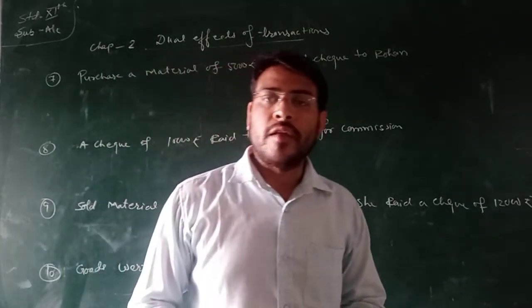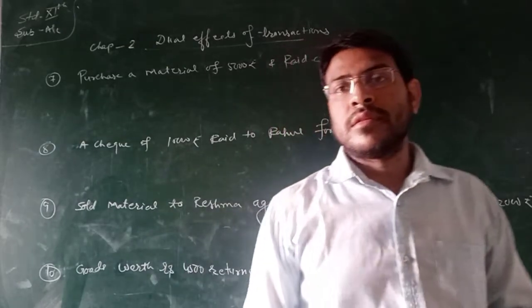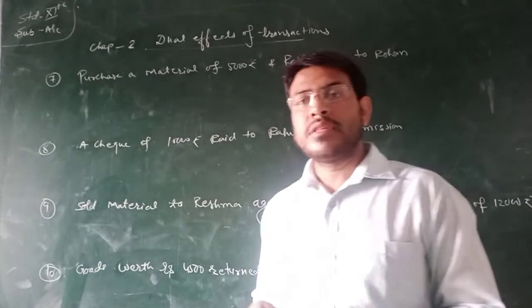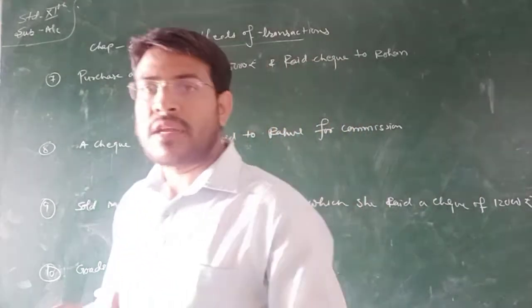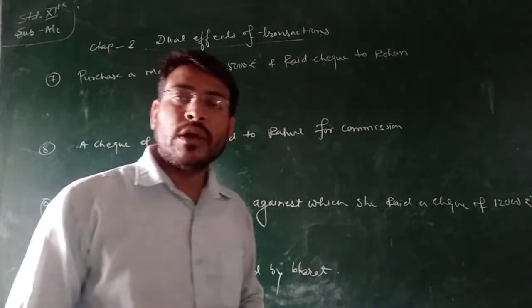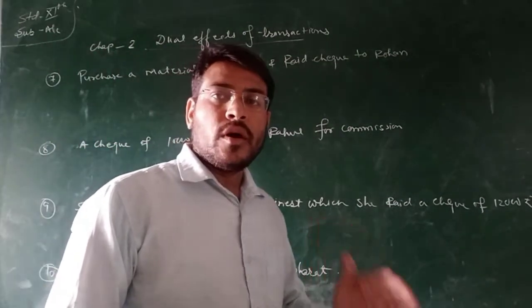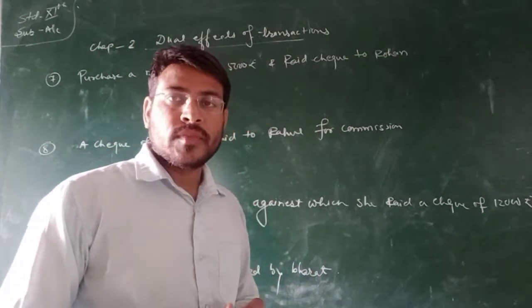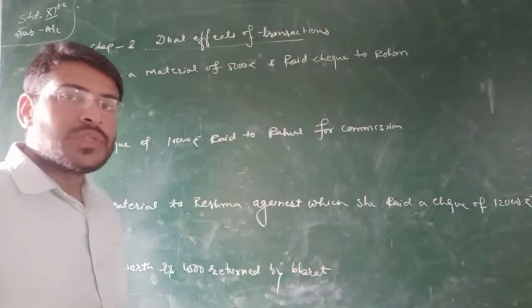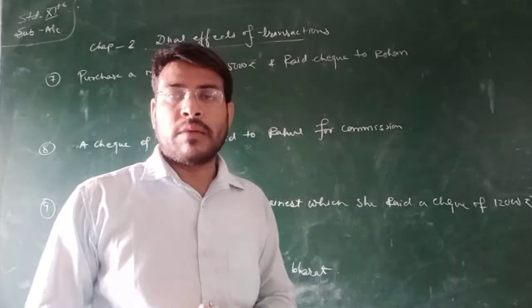Friends, in the previous lecture we have seen the dual effects of each transaction. We have discussed 6 to 7 transactions over there. There are certain more examples of dual effects which we are going to take right now. We have 3 to 4 examples over here. We will see them one by one.